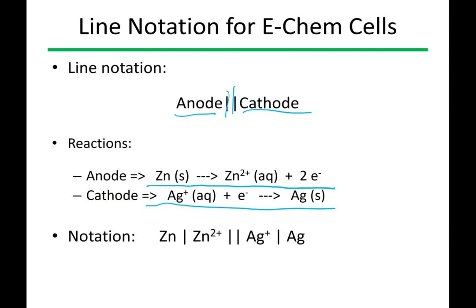And then when we write these, we'll always go from left to right. And so in the combined reaction, we're going to start with the solid zinc. We do a single bar to represent the phase change. So this was a solid going to the aqueous phase and becoming the zinc 2+. And then on the reduction side, we start with silver ions and then go to the silver solid.